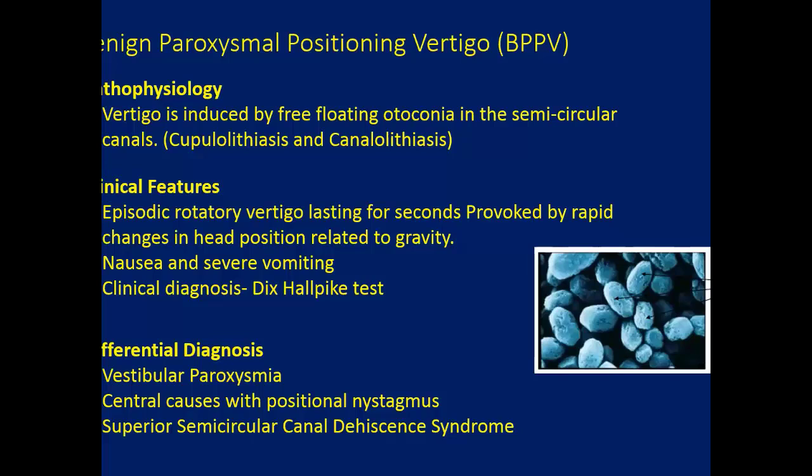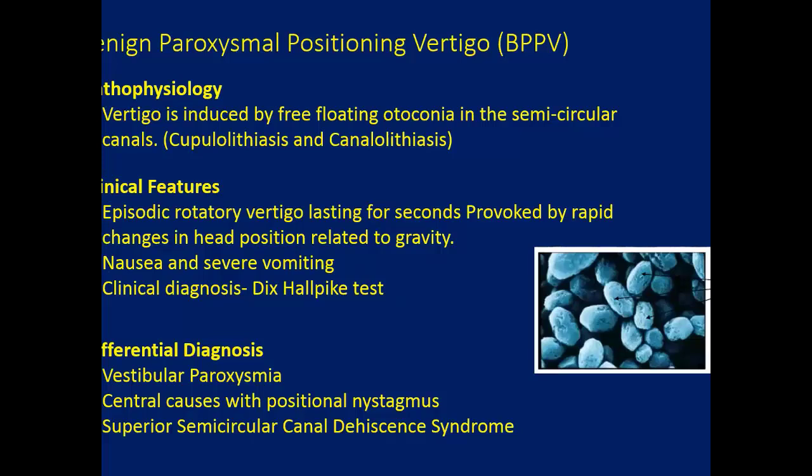They come with a typical history: rotatory vertigo lasting for seconds, provoked by rapid changes in head position related to gravity. So when you get up from bed, lie down and turn in the bed, keep your head on the pillow, or go to the toilet in between, you get vertigo. There can be nausea and vomiting. Diagnosis is by the Dix-Hallpike test.